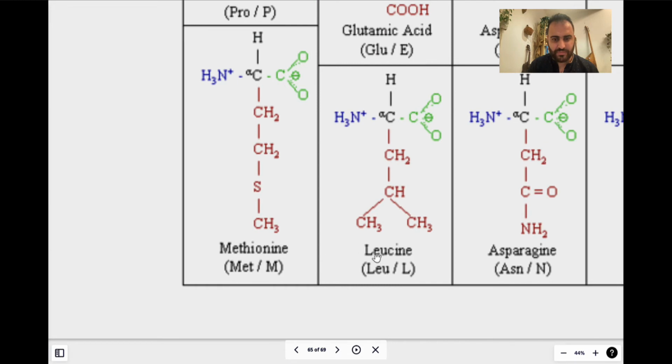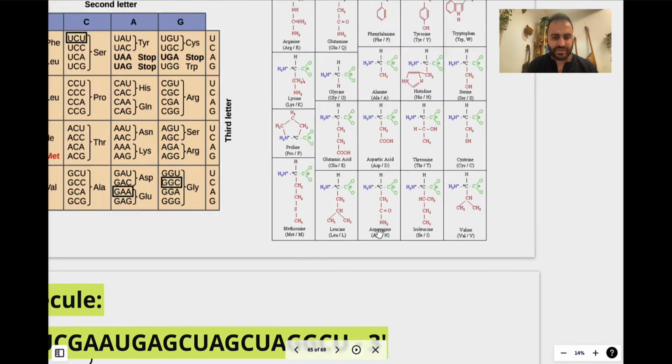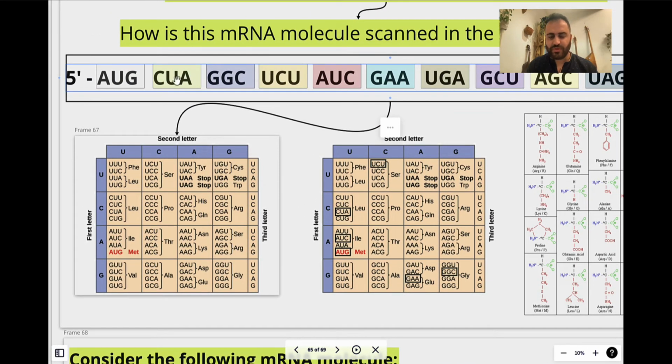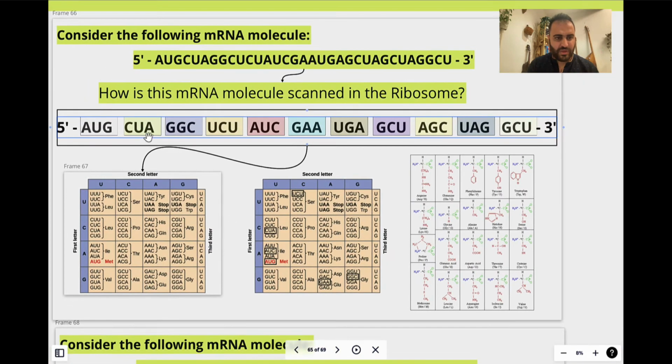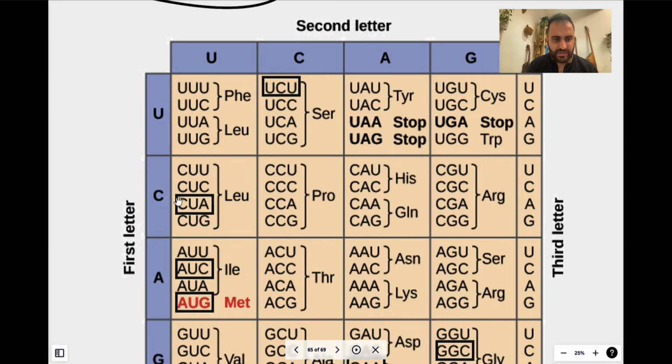MET. For example, LEU is leucine, ASN, asparagine. So, the second codon or triplet is CUA. C is the first letter, so this is the first letter C. Then U is the second letter, so I'm looking at this square, and A is the third letter, CUA. CUA codes for leucine.